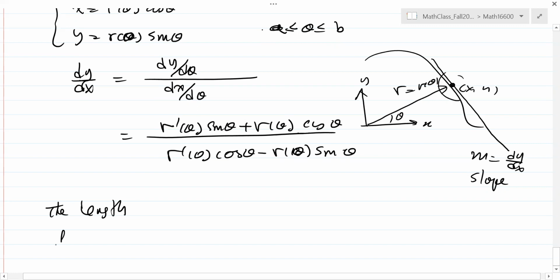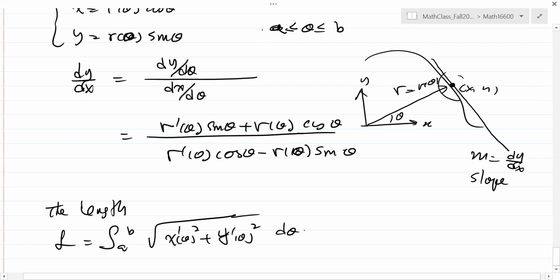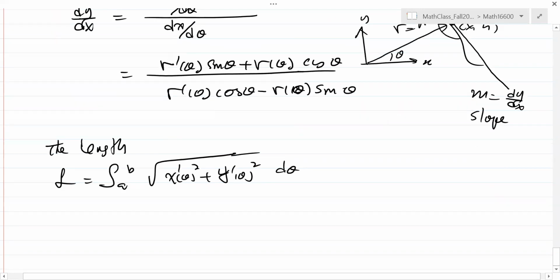The length L is going to be from A to B, and ds is going to be the square root of x prime theta squared plus y prime theta squared, d theta. Here we view the polar equation as a parametric equation. For the parametric equation, this is ds, right? So all I have to do is find this. Okay, let's simplify.